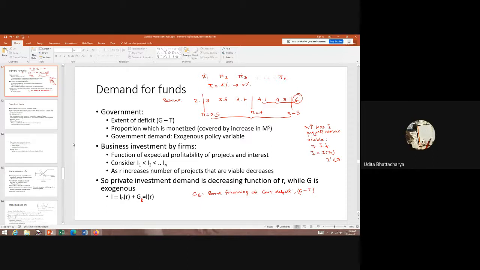Sir, so the government is the sole demander of bonds. This is demand for funds, not demand for bonds. Demand for funds means supply of bonds.